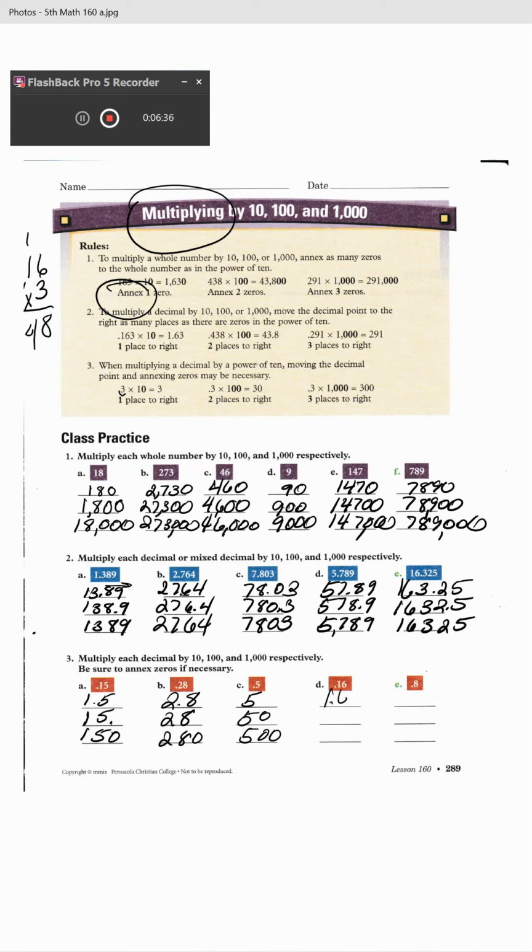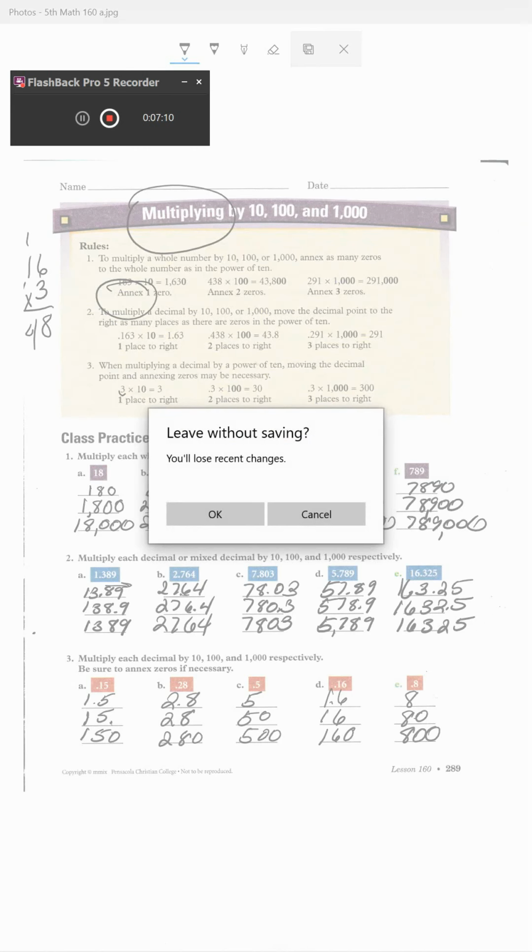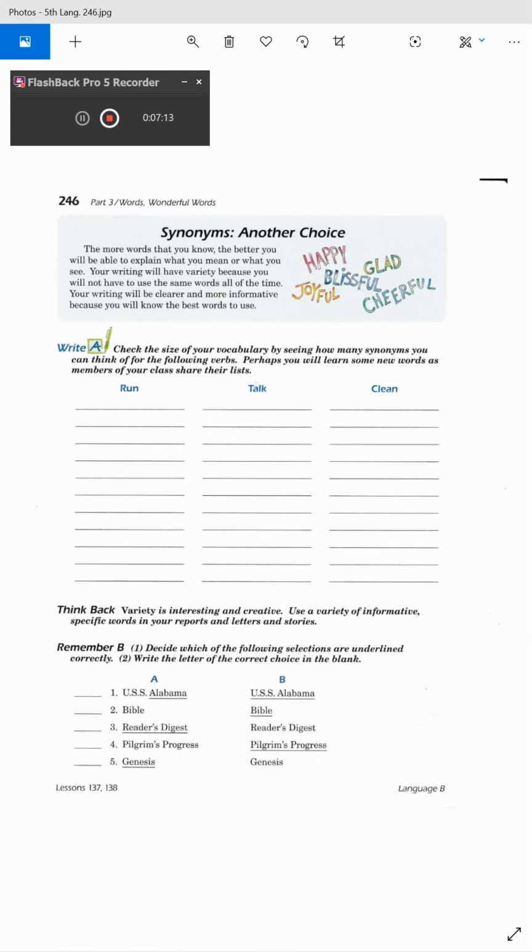0.16 times 10 would be 1.6. Times 100 would be 16. Times 1,000 would be 160. 0.8 would become 8 times 10. And then 80 would be times 100. And 800 would be times 1,000. Pretty cool, huh? All right, lesson 160.